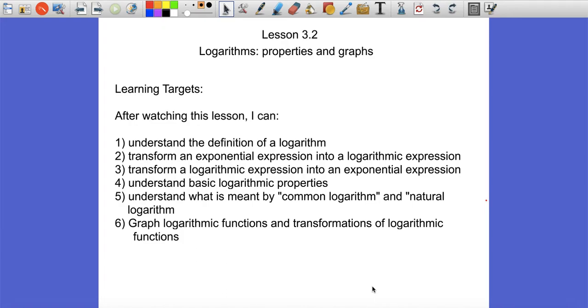This podcast is on logarithms and their properties and also their graphs. So, learning targets for lesson 3.2.